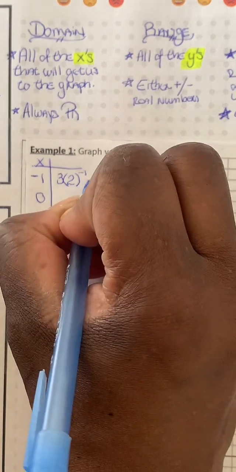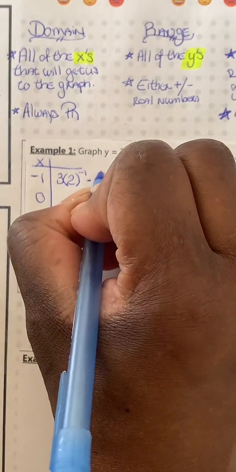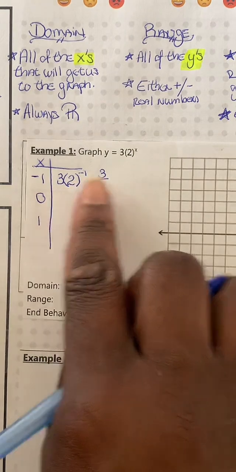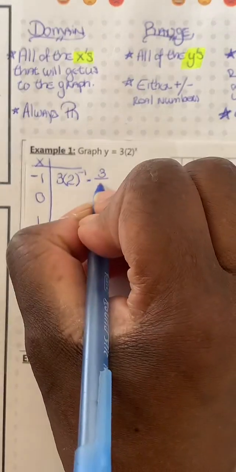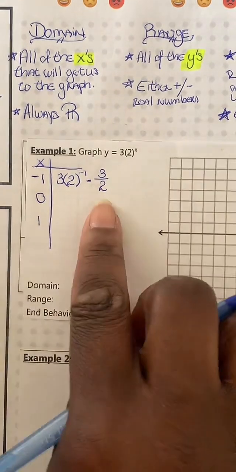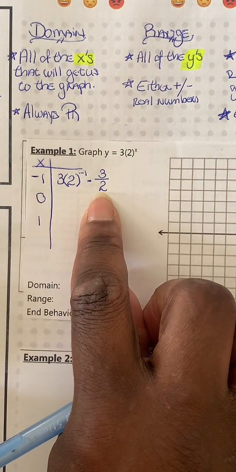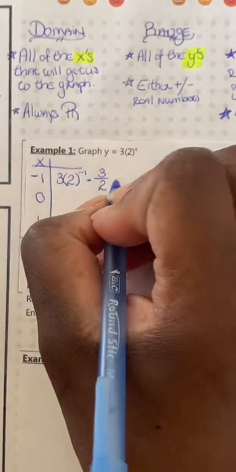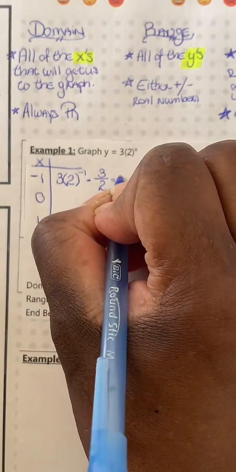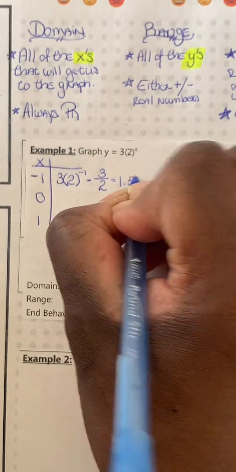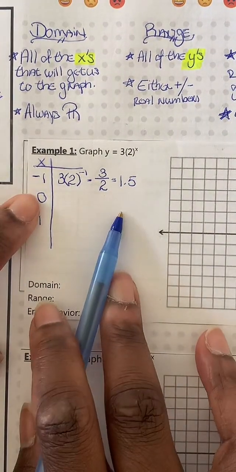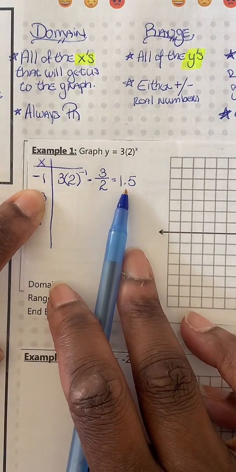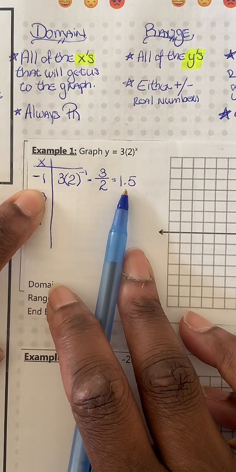So in actuality, this is what's happening. You're going to have 3, which remains in the numerator, but this 2 to the first power drops down into the denominator. So 2 to the first power is just 2. So you have 3 over 2, or, for all my decimal people, 1.5. So your point is going to be at negative 1, 1.5. That's one of your ordered pairs.